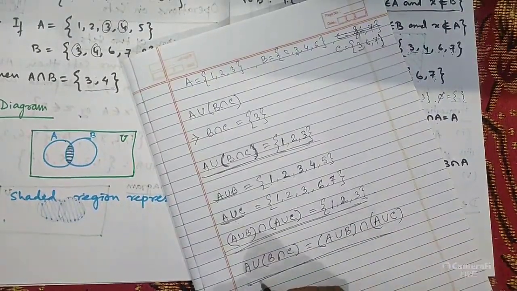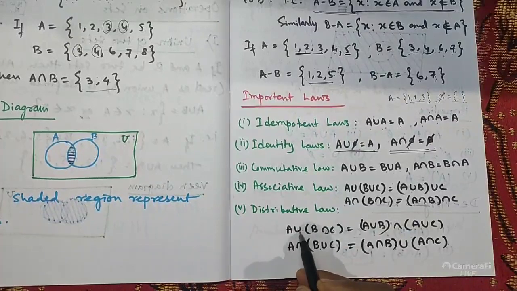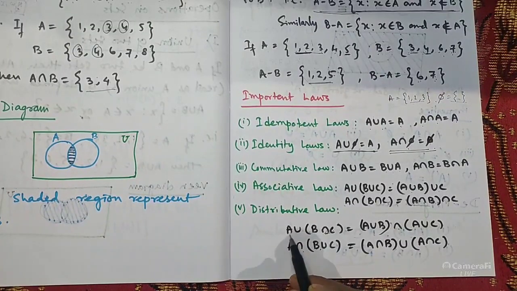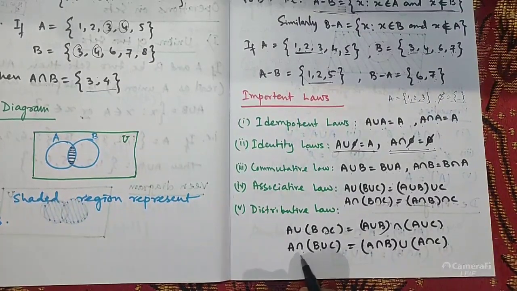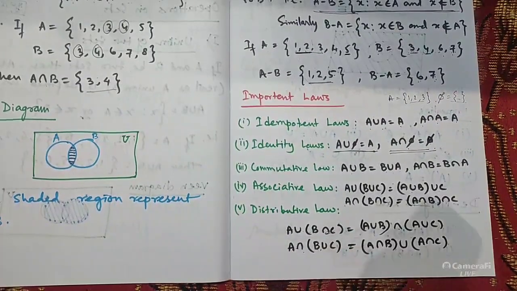So this property is known as distributive law. That means this union is distributed among the sets of intersection. So A union B intersection C means A union B intersection A union C. Similarly, if you take intersection here, A intersection B union C is equal to A intersection B union A intersection C. Here intersection is distributed among the sets B and C. Okay, so do it yourself by taking one example for this property.